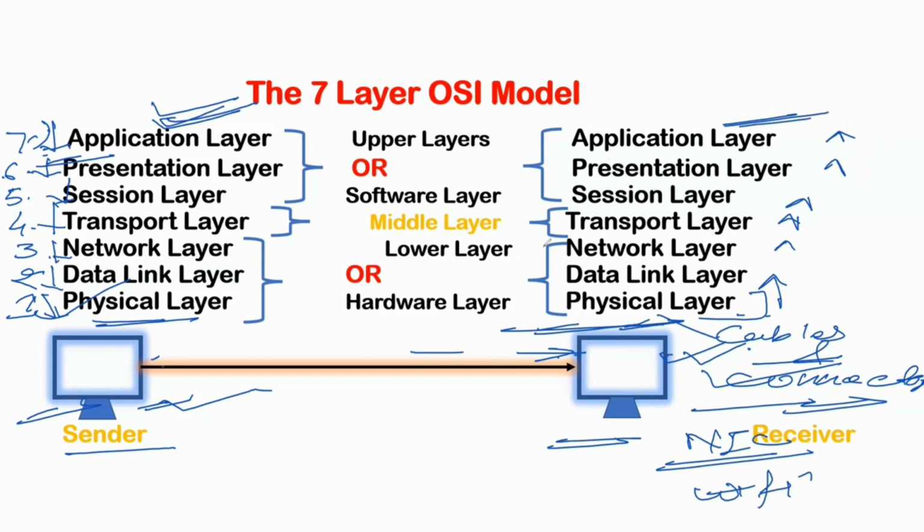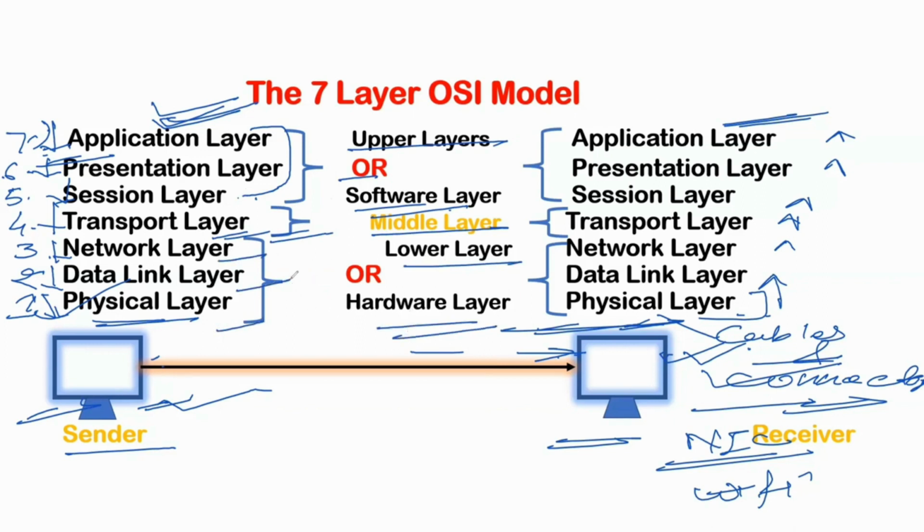When we talk about these 7 layers, the application layer, presentation layer, and session layer are also called the upper layers or software layers. The transport layer is also known as the middle layer. The network layer, data link layer, and physical layer are also known as the lower layers or hardware layers.